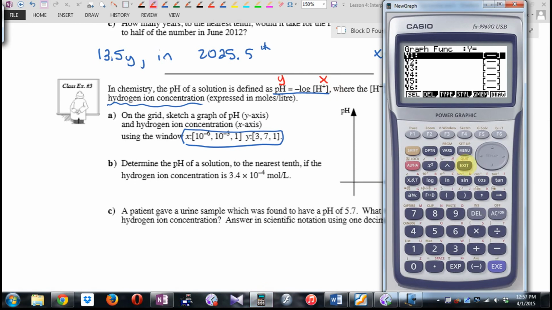Go back to this screen here. I don't need to type the y, it's already got the y. There's going to be a negative. Look up. Make sure you use a negative and not a subtraction sign. Negative log. I don't know if I need to put it in brackets or not, but I will since they did. Log x.